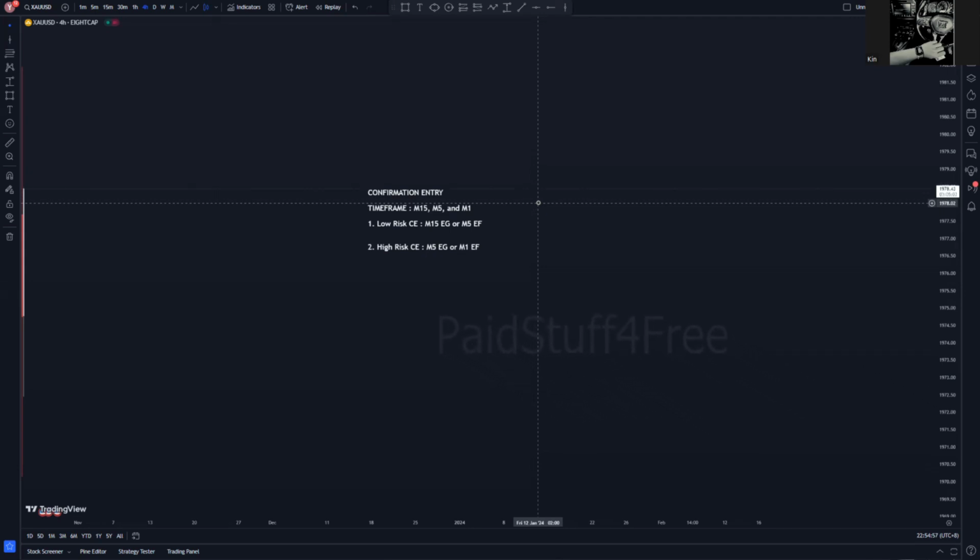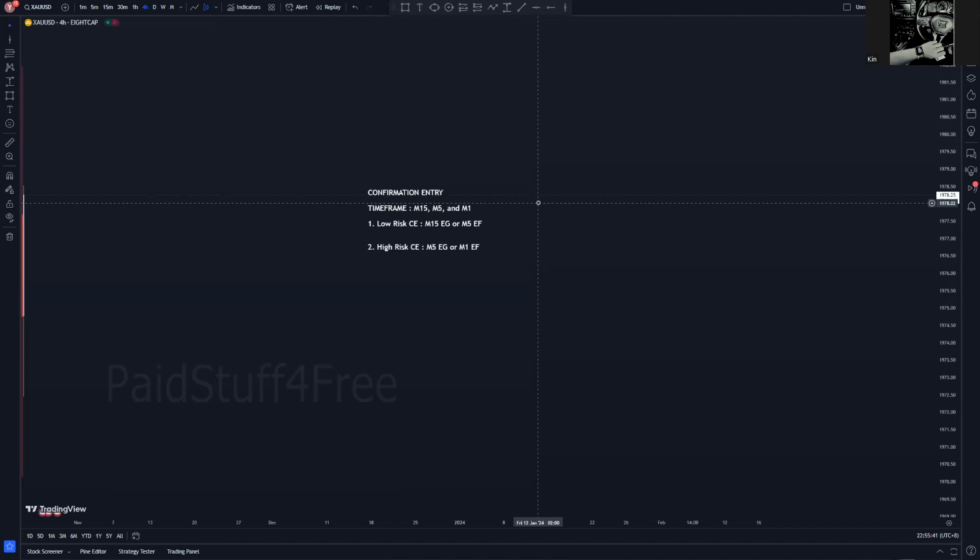The best part of the high risk confirmation entry is that we're gonna get all the buys and all the sells. At that time I took all the buys and I took all the sells. It's like me dancing with the chart. When the price went up, I had my buy. When the price went down, I had my sell. If you ask me what my favorite is, there is no favorite confirmation entry, because this is subjective. Sometimes I use M15 EG, sometimes M5 EF, M5 EG, M1 EF. It depends.